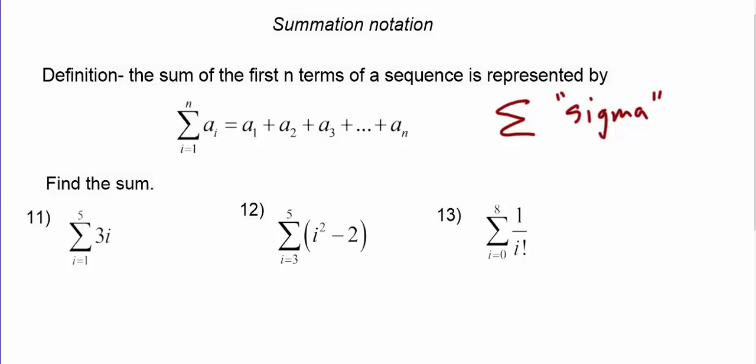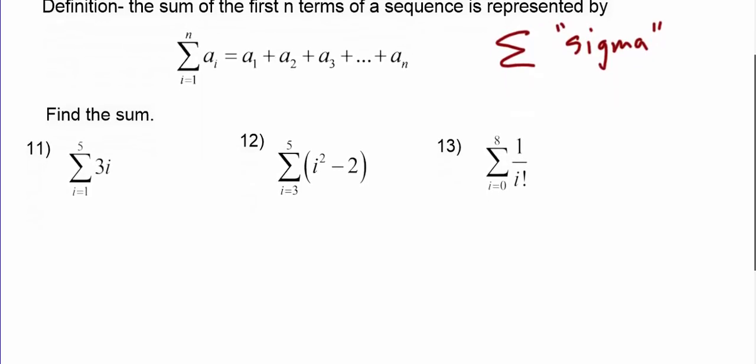All right, summation notation. We have the definition here. This says from i equals 1 to n of a sub i, that's a sub 1 plus a sub 2, a sub 3 plus, and then you add till you get to a sub n. Let's do this with some numbers that I think might make a little more sense. So here we go on number 11. This is the summation from i equals 1 to 5 of 3i. The summation of i equals 1 to 5 of 3i.